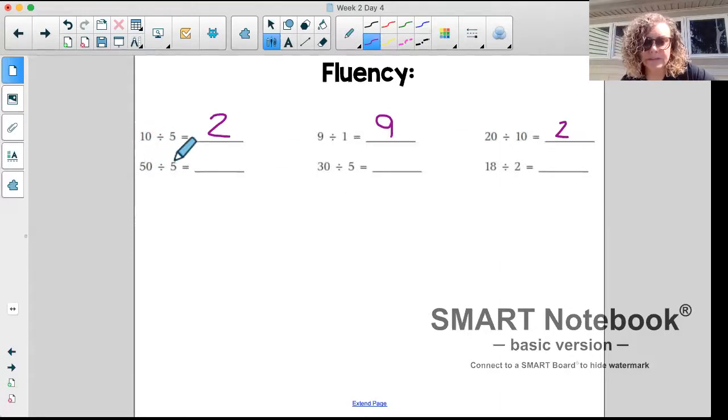Next one, 50 divided by 5. 50 total objects, 5 groups, 10 per group. 10 times 5 is 50. 30 divided by 5 is 6. 6 times 5 is 30. And 18 divided by 2 is 9. 9 times 2 is 18.